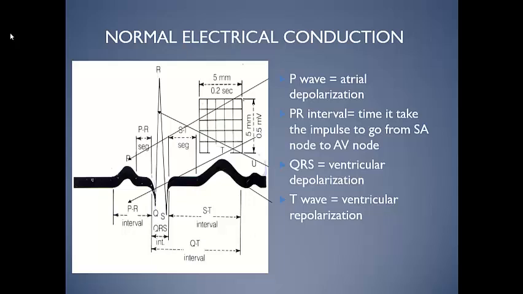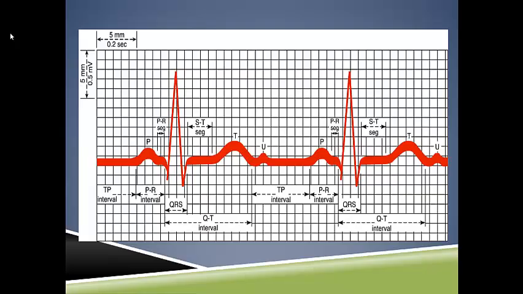The absolute refractory period usually is from the beginning of the T wave to the peak of the T wave, and the relative is the rest of the T wave. This is a better picture of the intervals on an actual EKG graph. We measure these intervals in blocks from left to right. Each little block is 0.04 seconds. 5 blocks is 0.2 seconds. We'll get into this a little bit later. Here you can see your different intervals and how they're measured.